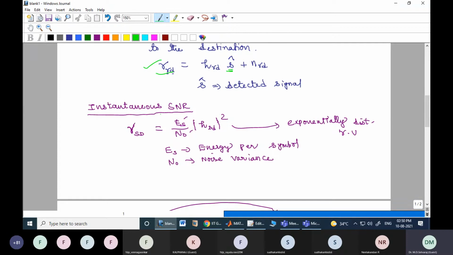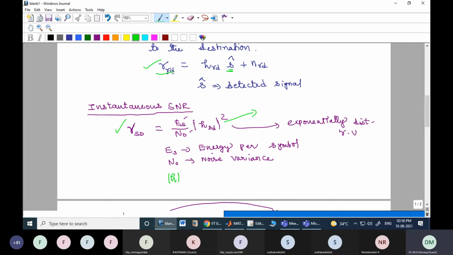Now which one to choose? We go based on the instantaneous SNR. The instantaneous SNR is explained here. It is gamma equals Es by N naught times mod of h squared. Es is the energy per symbol, N naught is the average noise variance because of the additive white Gaussian noise, and mod of h squared is the channel fading gain. So this is my channel fading gain.